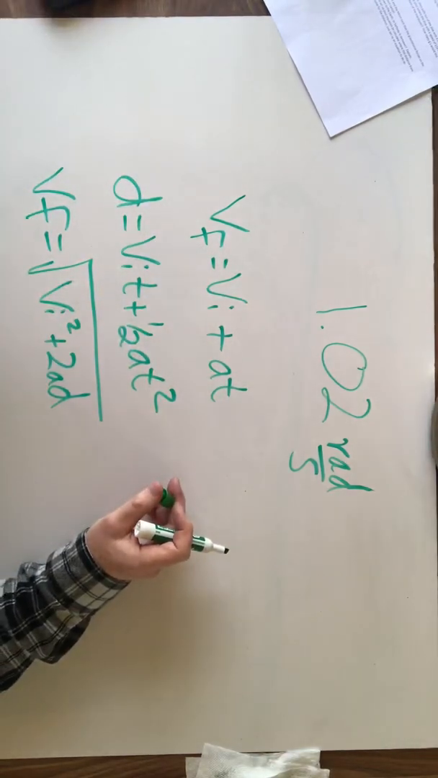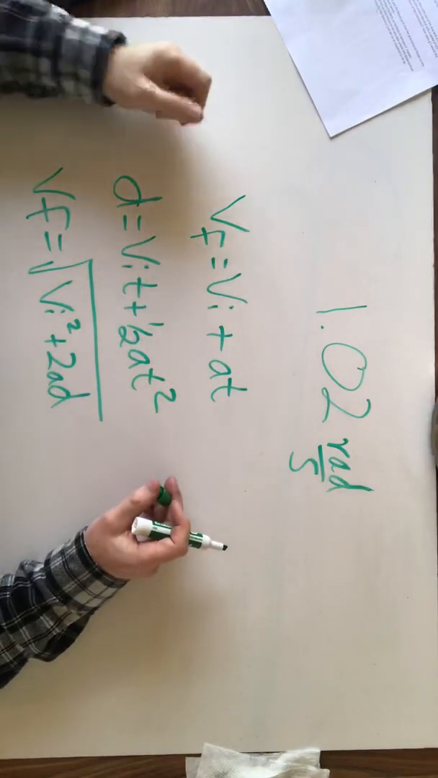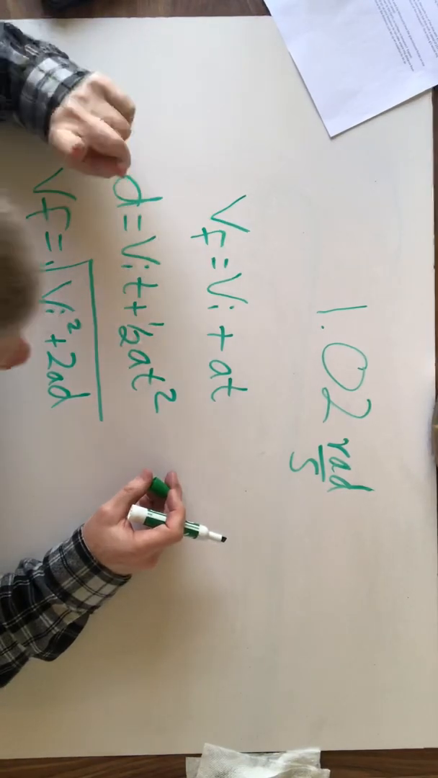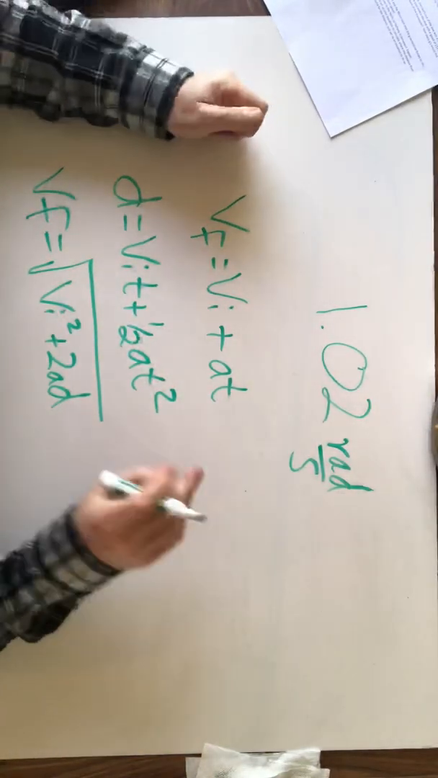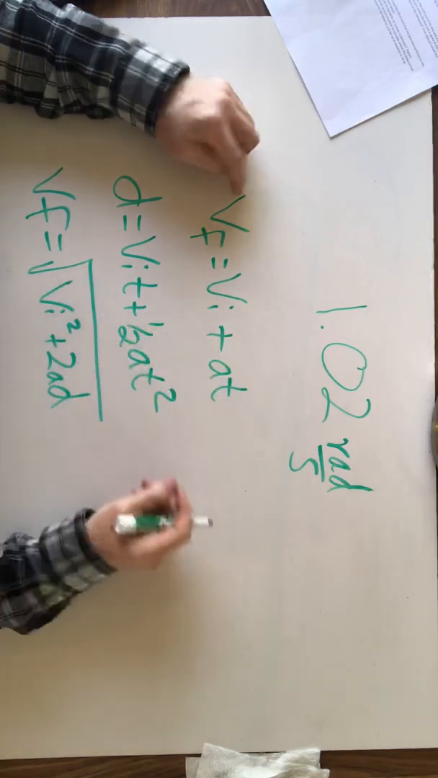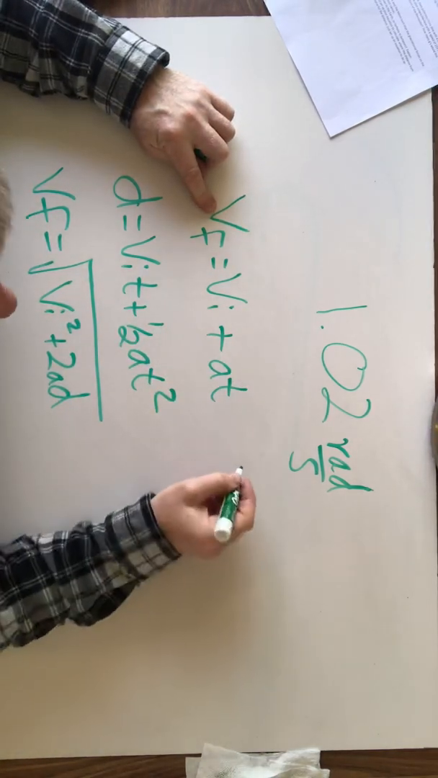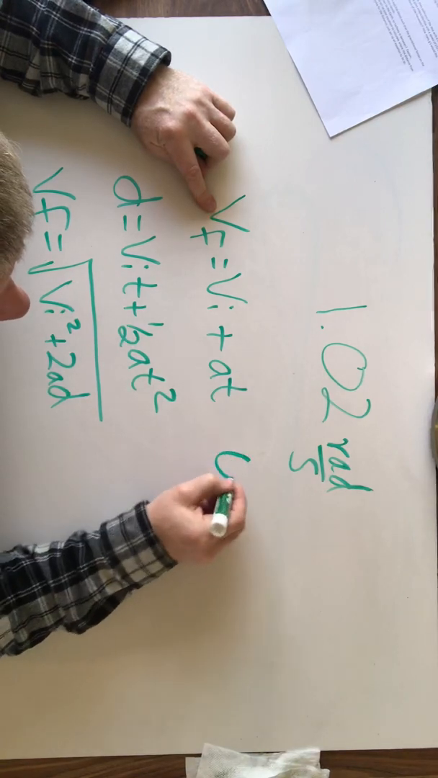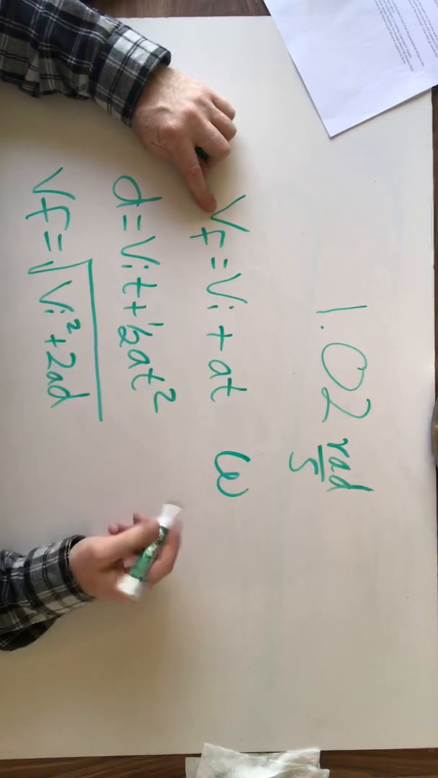We actually use them for projectiles as well. We needed to use these again for projectiles. We're going to use them again. But this time, we're going to change the way the symbols look. When you're talking about things rotating, the velocity is no longer a V. It becomes the Greek letter omega. Kind of looks like a W.